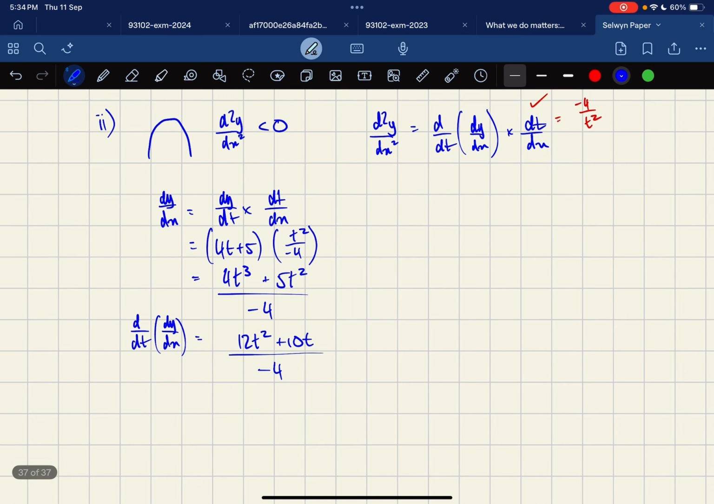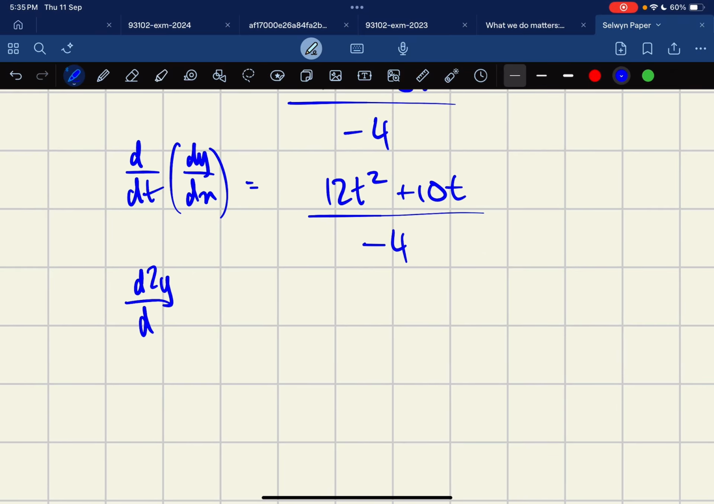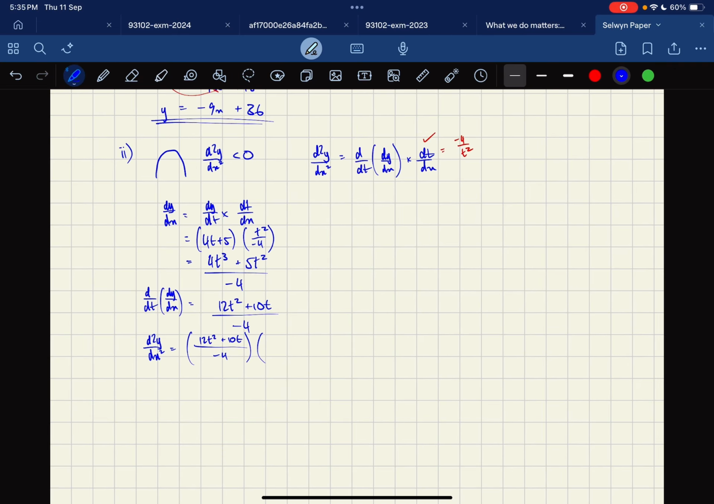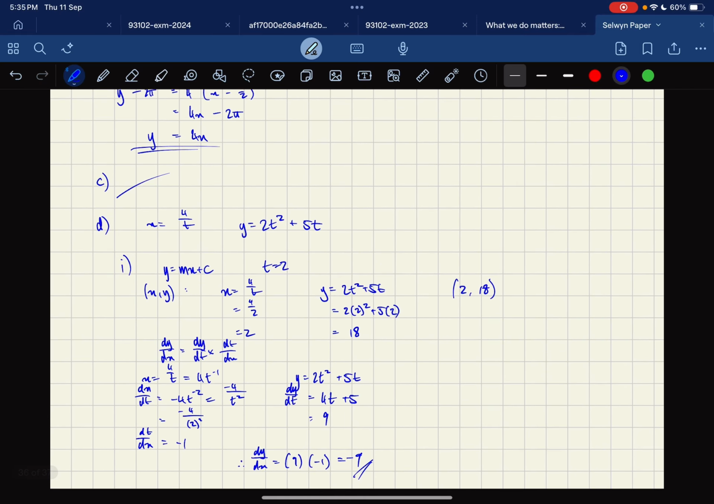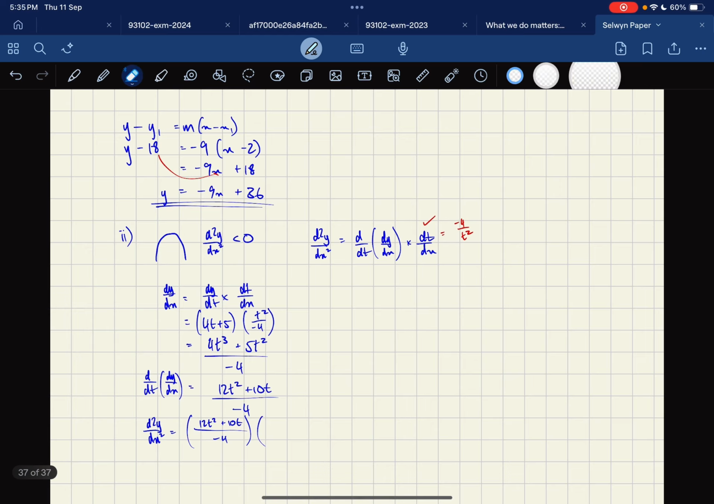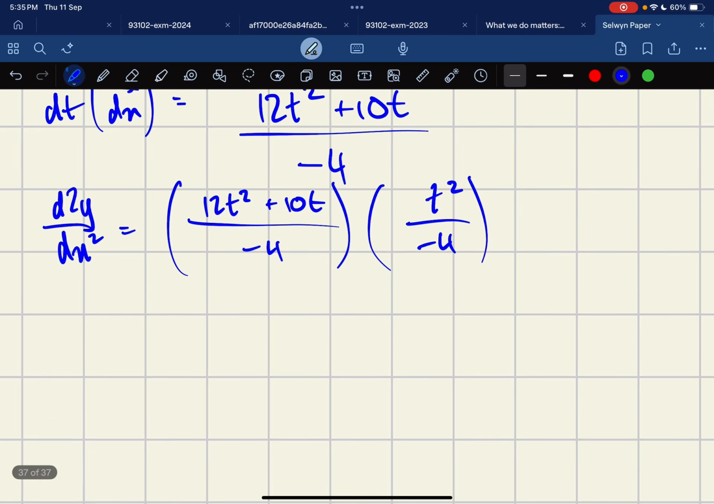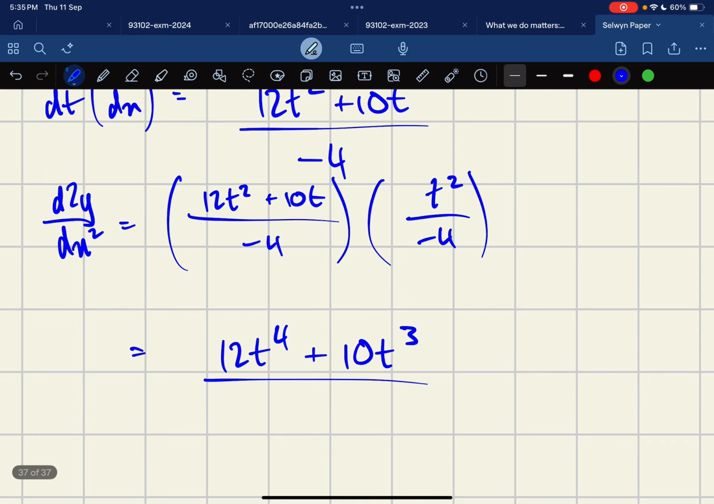Okay, and so then we need to multiply this by dt over dx. So then d squared y over dx squared is equal to 12t squared plus 10t over negative 4 multiplied by negative 4 over t squared. Sorry, it should be the reciprocal of that, t squared over negative 4. Okay, so then this gives us 12t to the power 4 plus 10t cubed over negative 4 times negative 4 just gives us positive 16.